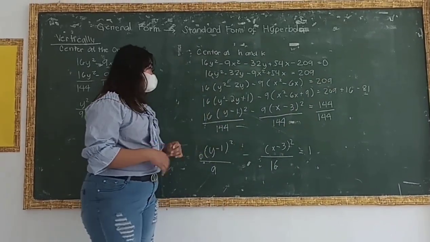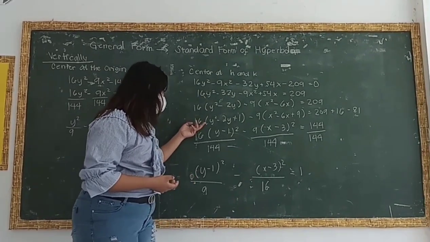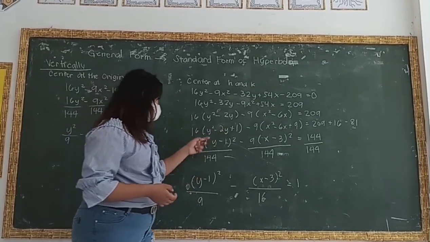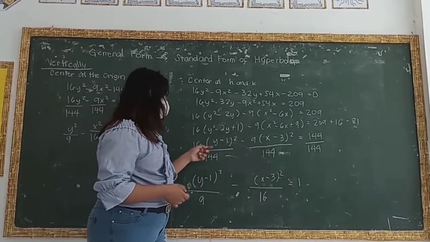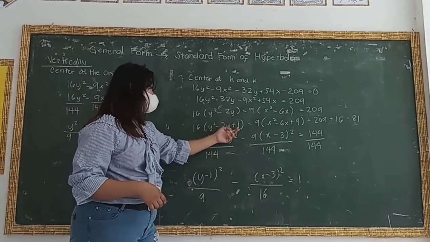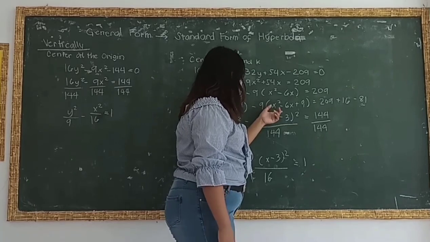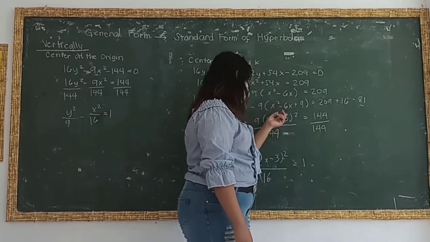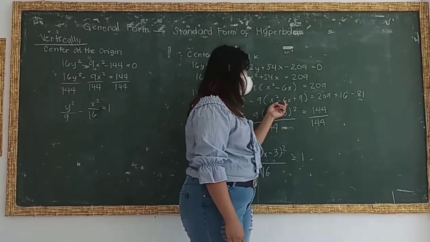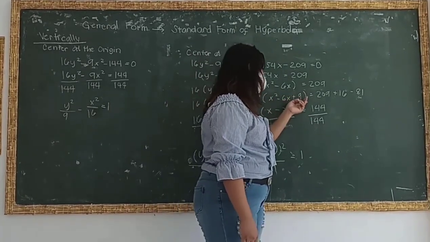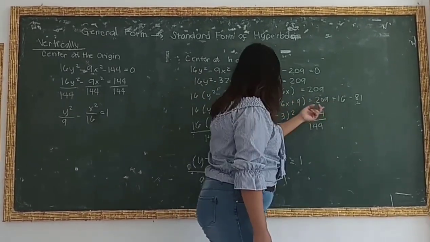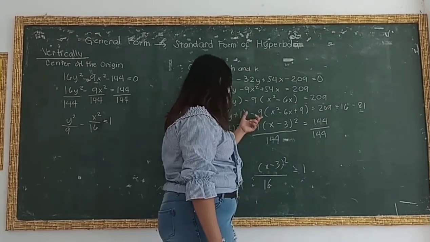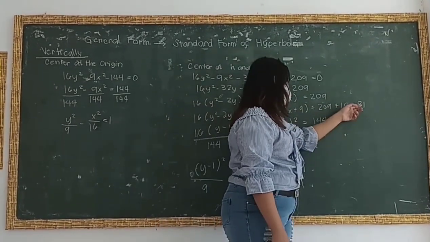Then let's proceed to the step of completing the square. 16 quantity y squared minus 2y: negative 2 divided by 2 is negative 1, and negative 1 squared is equal to positive 1. Negative 9 quantity of x squared minus 6x plus 9: negative 6 divided by 2 is equal to negative 3, negative 3 squared is equal to positive 9, equals 209 plus 16 minus 81. So 16, because negative 9 times 9 is equal to negative 81.